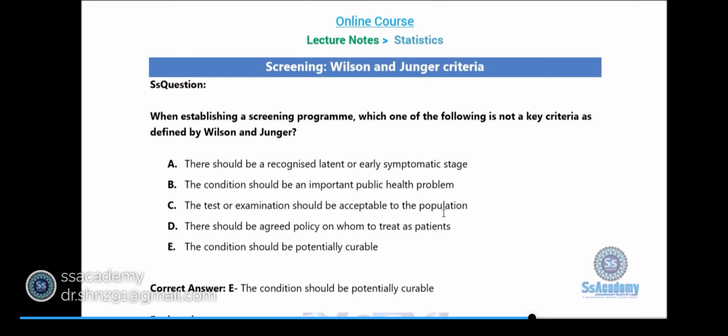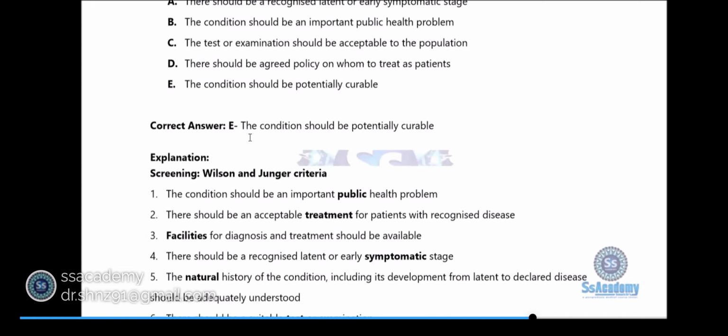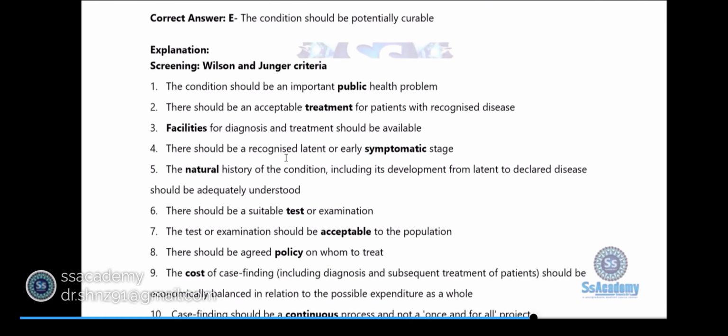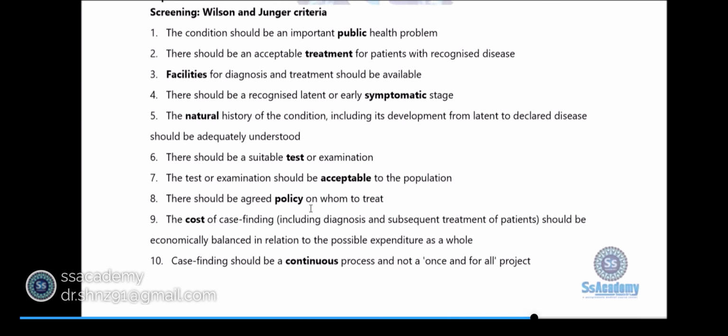Screening: Wilson and Jungner criteria. It is written: when establishing a screening program, which of the following is not a key criterion defined by Wilson and Jungner? This is a double star topic. The screening Wilson and Jungner criteria say there are 10 criteria. I just made some of them bold: public, treatment, facilities, symptomatic, natural, test, acceptable, policy, cost and continuous process.